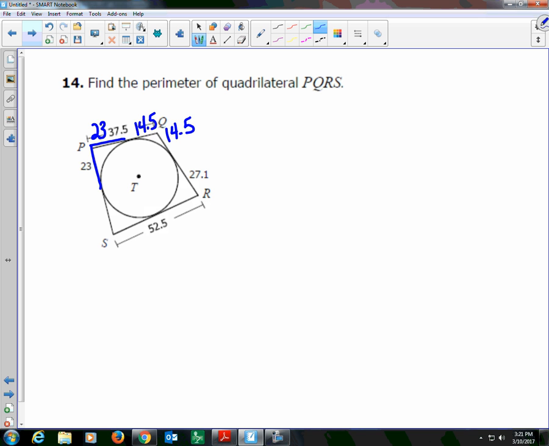We know that from R to the point of tangency, we have 27.1. So the same thing happens on the other tangent. And if I subtract that from 52.5, I get 25.4, which will also be the measure from S to the other point of tangency. So again, add up all of these values, and I get 180.